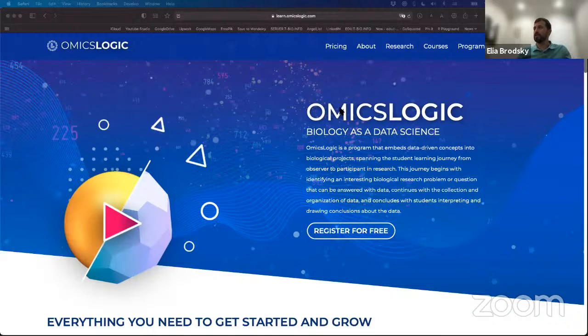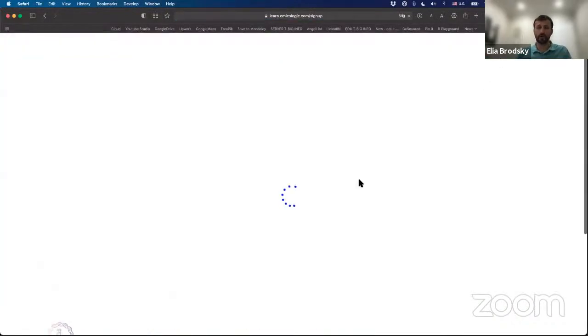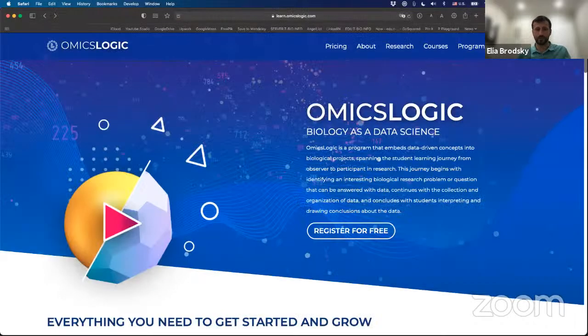Okay, so when you get to this portal, learnomicslogic.com, you can create a free login. This login is going to be free for anyone. You don't have to participate in the program. And in fact, if you would like to use this asynchronously, you can. Okay, when I share my screen, let me stop sharing just real quick.